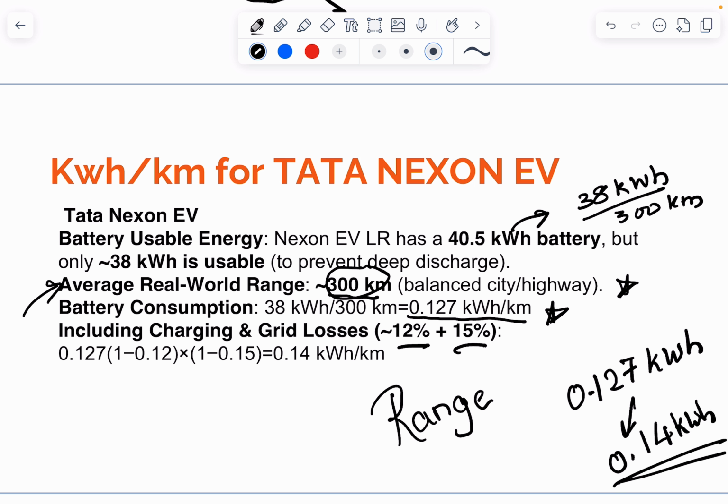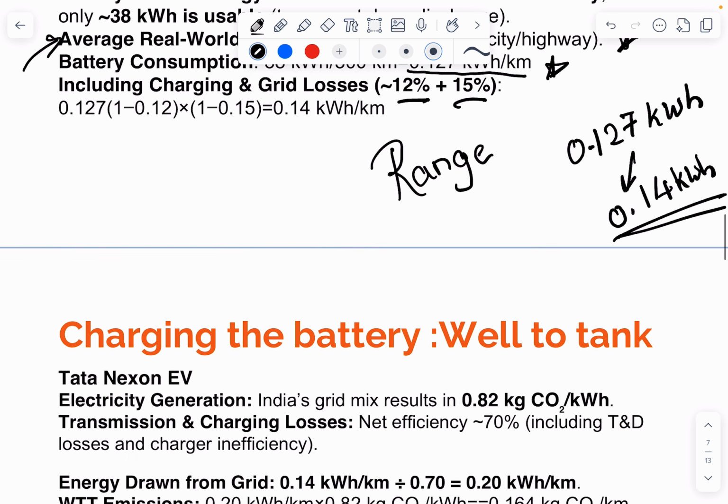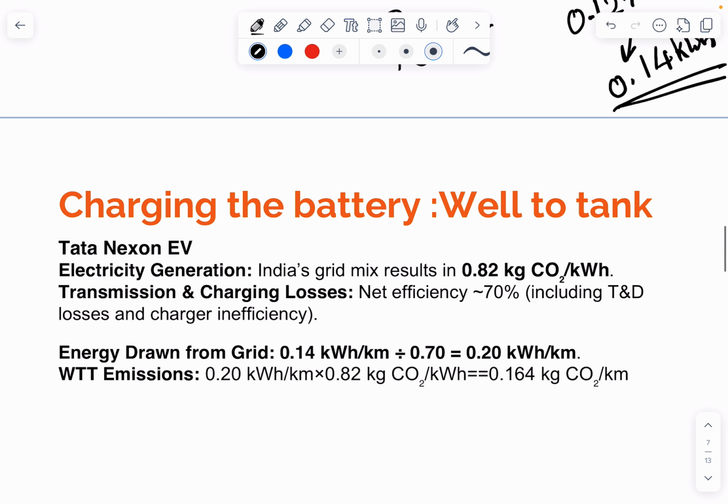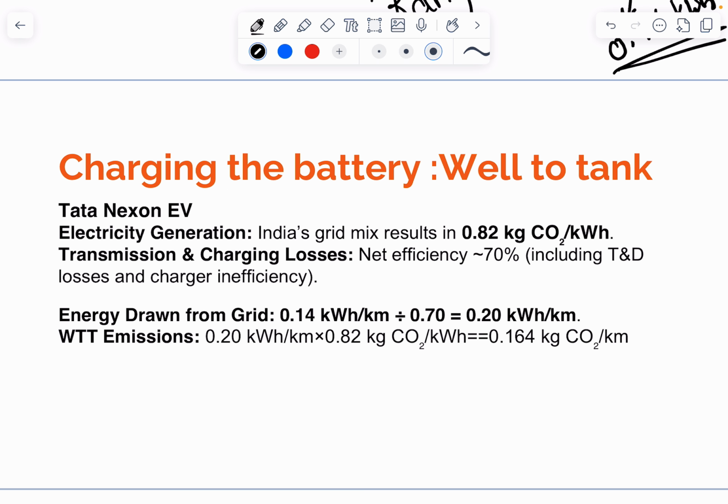Now mind well that this 0.14 kWh per kilometer, if it is generated from renewables, the carbon footprint would be zero. But if it is coming from fossil fuel, and if it comes entirely from fossil fuel, the carbon footprint would be much more. So in a country like India, where we get most of the energy from coal-based power plants, and also given that we are slowly moving towards renewables, these numbers are to be chosen carefully.